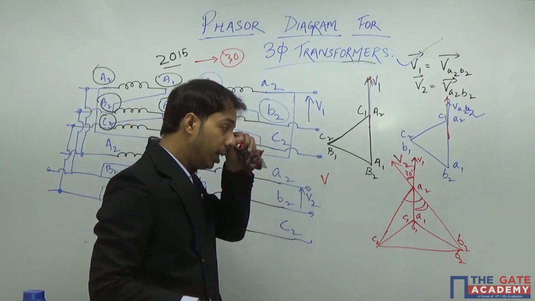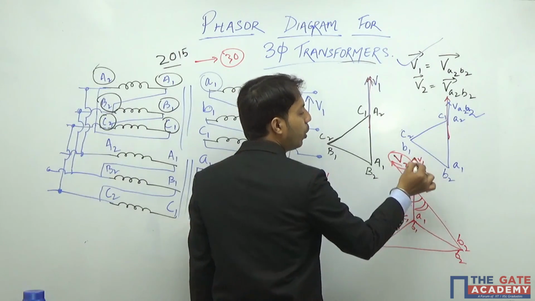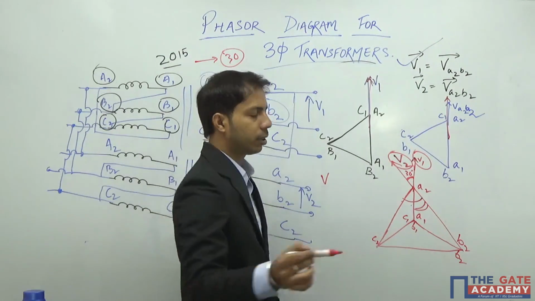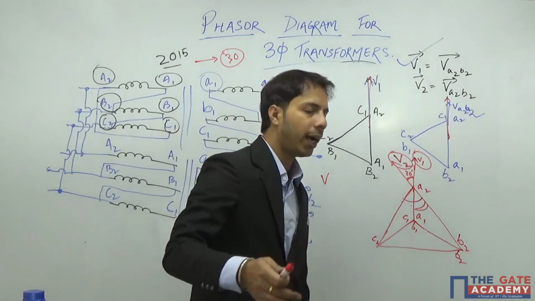Now let us see which is leading and which is lagging. By looking at this, I can say that V2 is lagging V1 by 30 degrees, or in other words, V1 is leading V2 by 30 degrees.